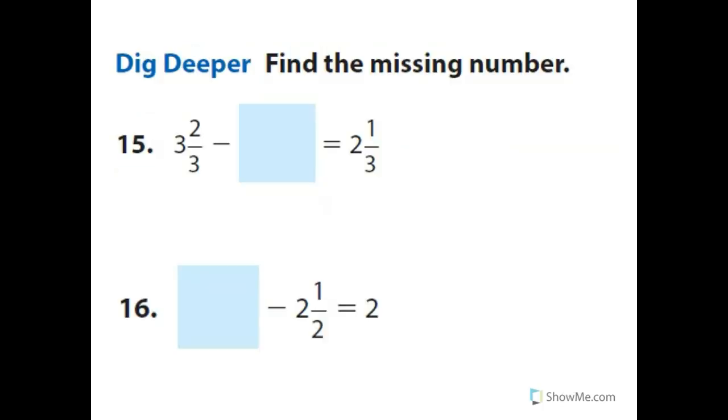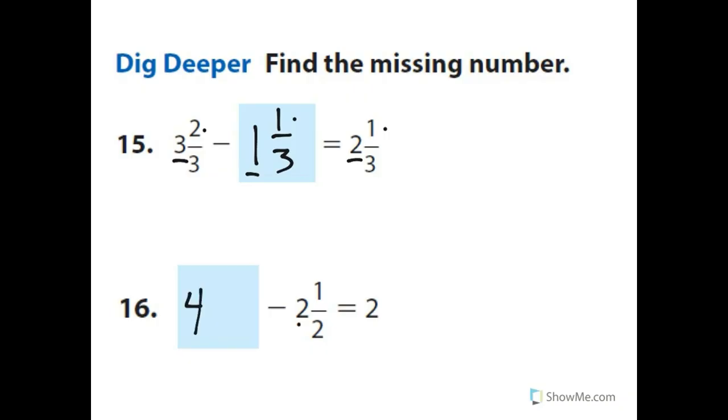Alright, 15 and 16. We're going to find the missing number. So on 15, I'll do 3 2/3. Well, 3 minus what is 2? 1. And then 2 minus what is 1? 1. So 1 and 1/3. See? 3 minus 1 is 2. 2 minus 1 is 1. Alright? I want you to try number 16. Try number 16 and then we'll go over it.